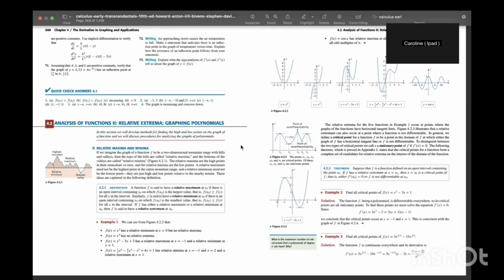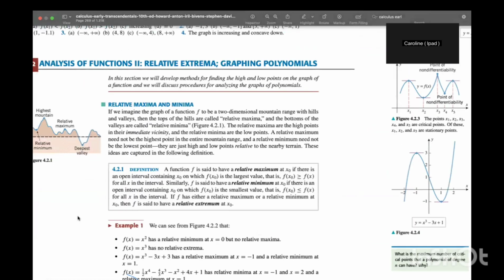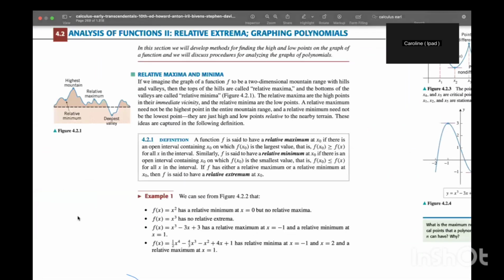Right. So today I'll be explaining subchapter 4.2, specifically the analysis of functions 2, relative extrema, deriving polynomials. So the first one that we're going to take a look at is the relative maxima and minima.